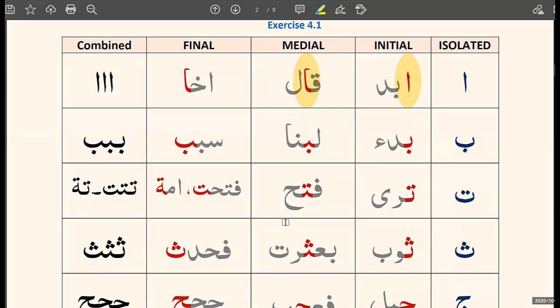Now, Ha. Jim has a dot inside its belly, inside its curve. This is Ha. Fa, Ta, Ha. Jim. Okay. Next column. Fa, Ta, Ha, Ta, Alif, Mim.